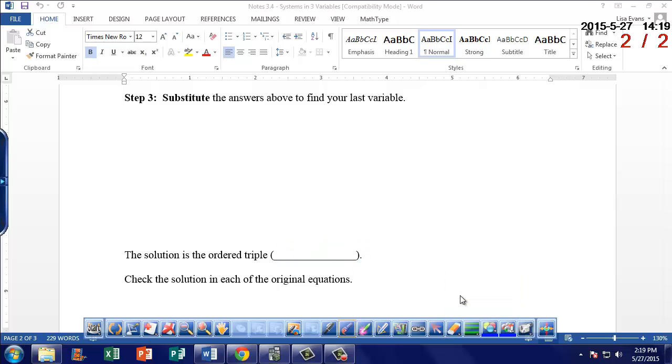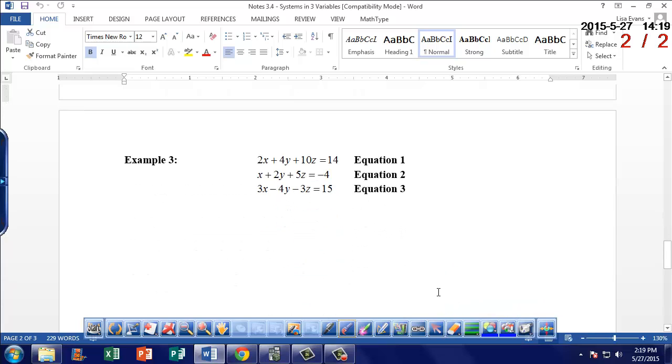Now, let's go ahead and try one more problem. I want to show you why we're going to try this problem because something unique happens here. So I'm going to try to eliminate, let's say, x's. So I'm going to do equation 1 and 2. I'm going to multiply the second equation through by negative 2.